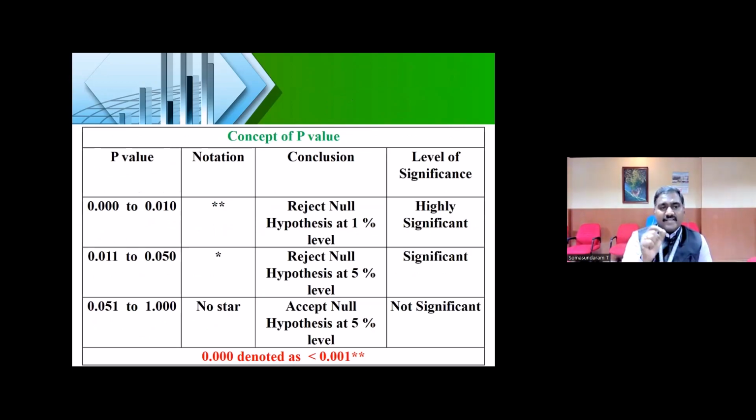When it lies between 0.00 to 0.01, the values will be marked with two stars, which means you have to reject the null hypothesis. Similarly, when it lies between 0.01 to 0.05, again you have to reject the null hypothesis. That means you are concluding that you are accepting the alternate hypothesis. What is the alternate hypothesis? There is an association, there is a significance, there is a relationship. And when it is 0.05 or more than 0.05, you have to accept the null hypothesis in that case. So this is the concept of the significant value.